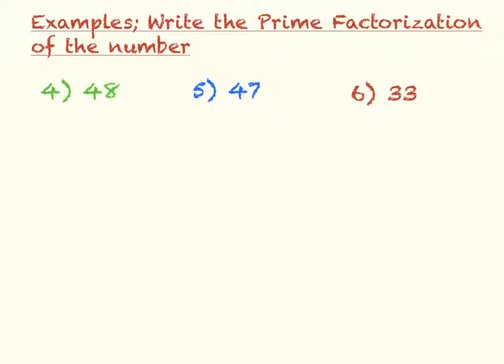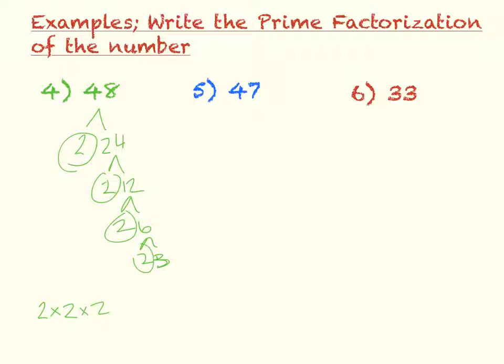For these next examples, we're going to write the prime factorization of the number. So 48, it's easiest to do a tree diagram. So 2 times 24 gives me 48, and then I can break 24 into 2 and 12, and then 12 into 2 and 6, and 6 into 2 and 3. So now I have all prime numbers, so my final answer would be 2 times 2 times 2 times 2 times 3. And that would be my prime factorization, or it could be written as 2 to the power of 4 times 3.